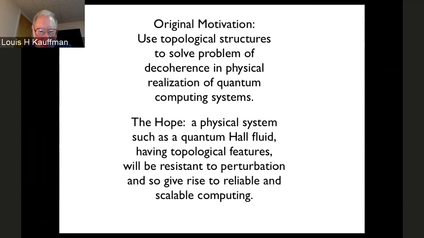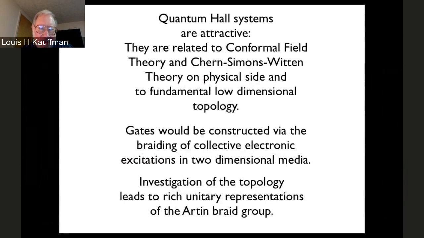Those quantum Hall systems are attractive. They're related to conformal field theory and Chern-Simons-Witten theory on the physical side, and to fundamental low-dimensional topology, combinatorial topology, which is the only kind of topology that I'm going to be talking about today. I won't worry about Chern-Simons theory today. The gates that would make the computer would be constructed via braiding of collective electronic excitations in two-dimensional media in this image or vision. And the investigation of the topology leads to rich unitary representations of the Artin braid group, and that's what we're going to talk about.